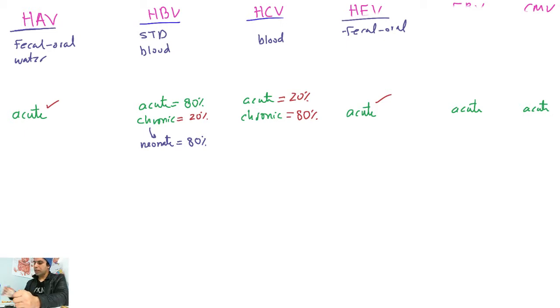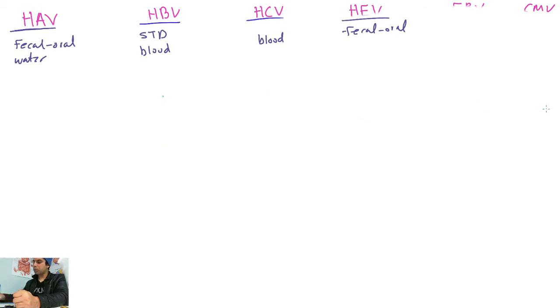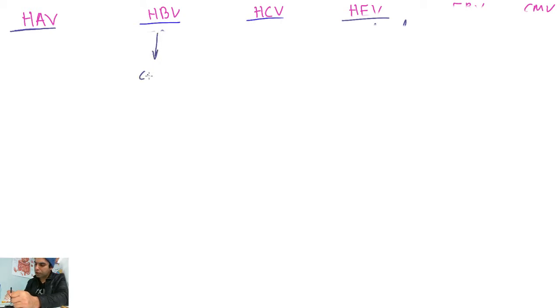Alright, are we good so far? You should be able to identify which one causes chronic, which acute, and what is the route of transmission. At the end of the day, remember, Hep B will become chronic hepatitis, then cirrhosis, and then hepatocellular carcinoma, also known as hepatoma. Hepatic adenoma is benign. Hepatoma is malignant. So make sure you differentiate between them.